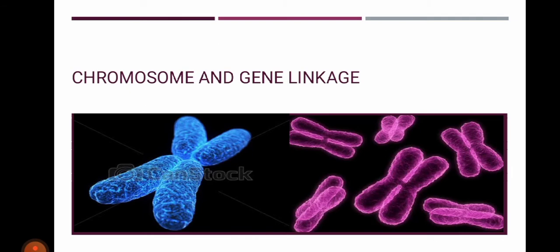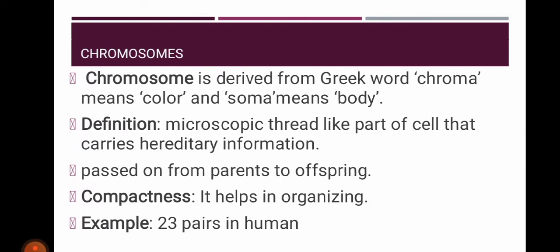First of all, we will see the introduction of the chromosome. The word chromosome is derived from the Greek word chroma, meaning color, and soma, meaning body. It is defined as a microscopic thread-like part of the cell that carries the genetic information. That means it is the fundamental part of the cell that contains all the genetic information. It is always present in the form of pairs, and they pass from parents to their offspring, from one generation to the next generation.